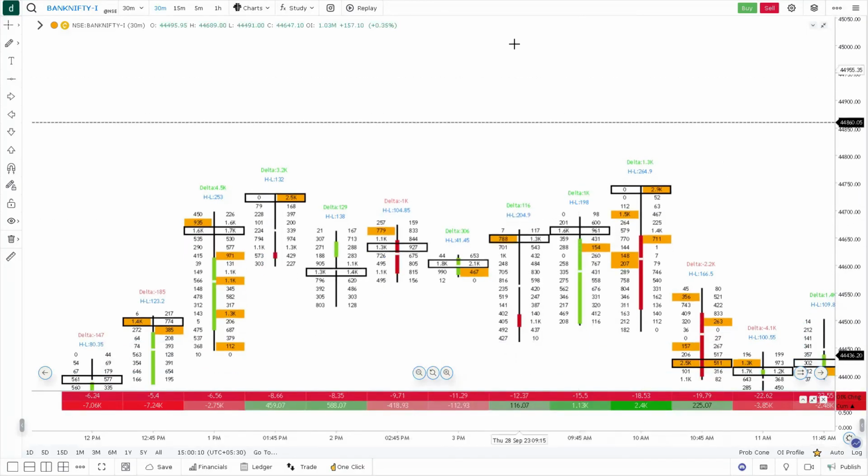Take references like this. This is the previous day high. So what happened here? Yesterday there was some passive seller who stopped the up move. So this becomes your liquidity zone, or if stop loss hunting has to happen, people might have kept stop losses just above this.